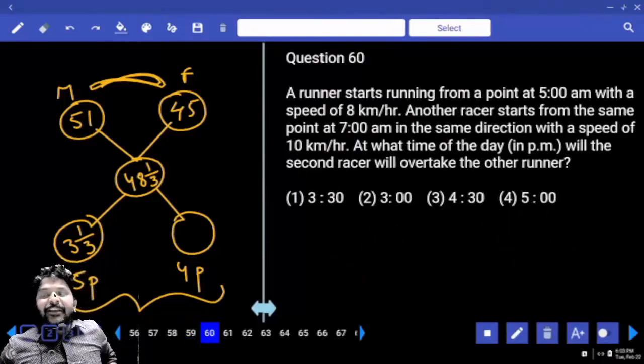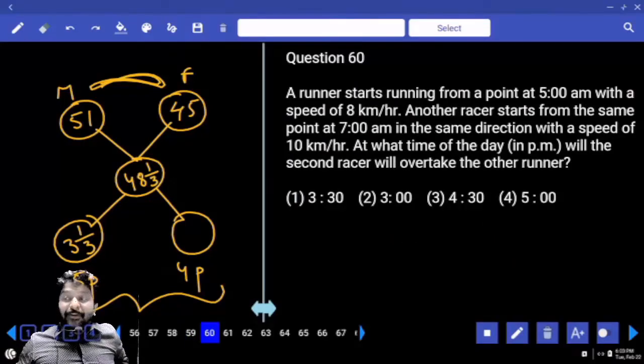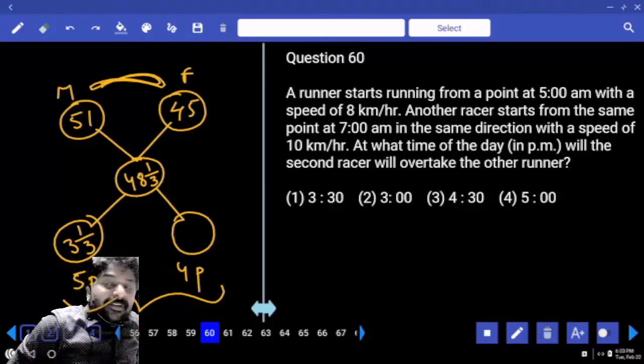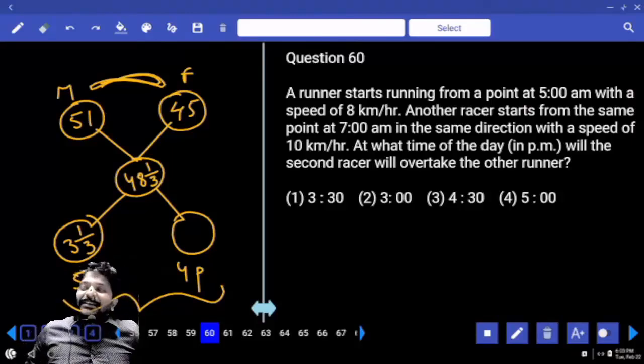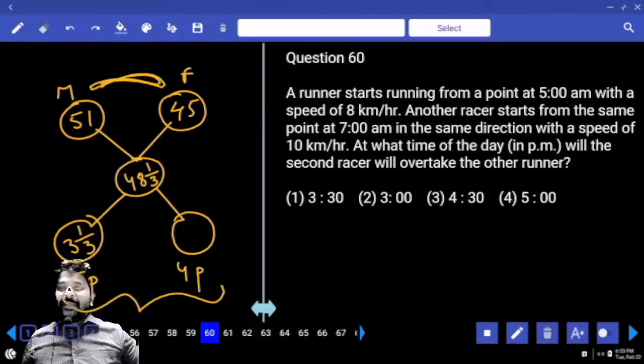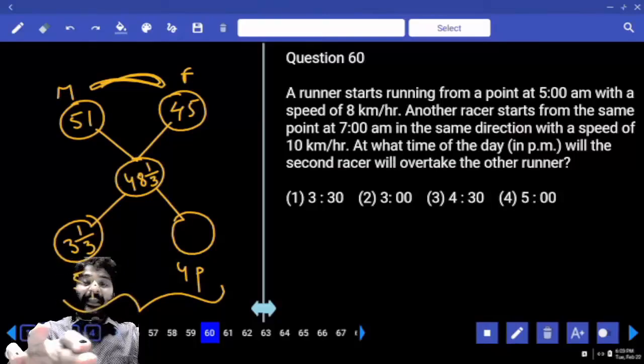A runner starts running from a point at 5 a.m. with a speed of 8 km per hour. Another racer starts from the same point at 7 a.m. in the same direction with a speed of 10 km per hour.